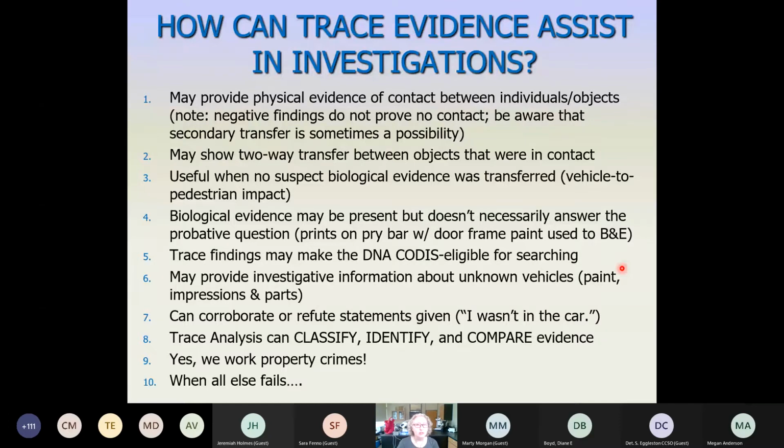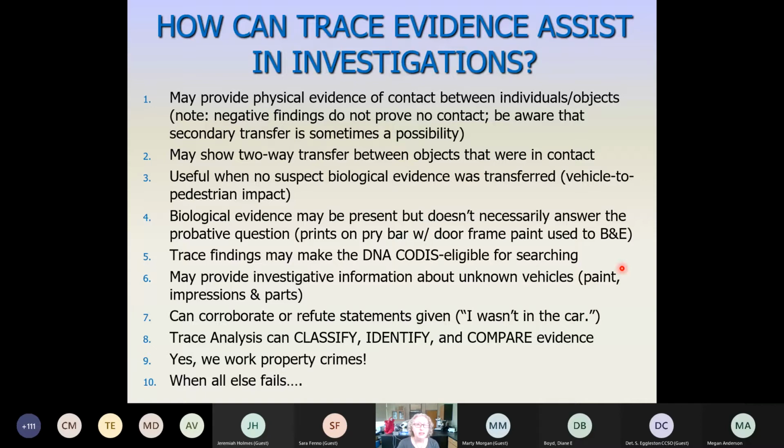Number two, it could show two-way transfer. We'll talk about that a lot in next week's webinar about paint. It's also very useful in cases where you don't have biological evidence from the suspect transferred. And in the glass and paint world, we work a lot of cases that involve vehicle fatalities. So that could be vehicle to vehicle. It could also be vehicle to bicyclist, vehicle to pedestrian, and so forth.